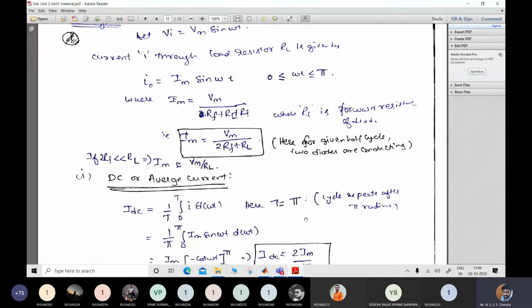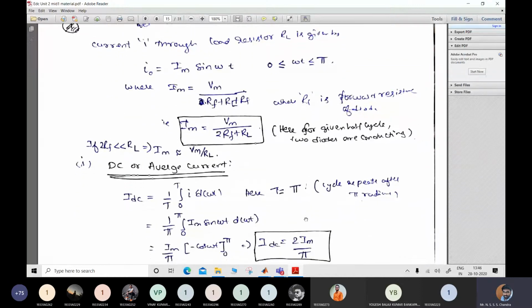In the last class, I asked what is the resistance of the circuit. As I told you earlier, the resistance is the load resistance plus the resistance of the two diodes. If the transformer resistance is also considered, you can add that also, plus 2RF plus RT.